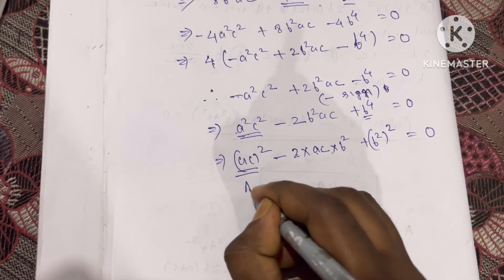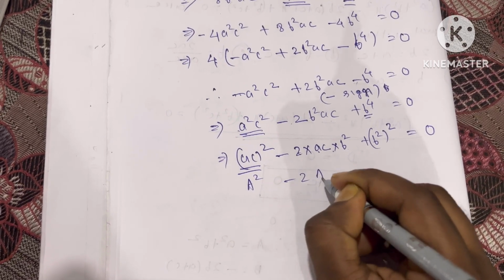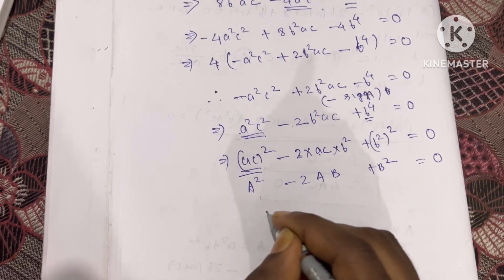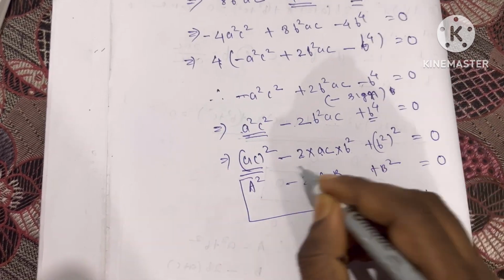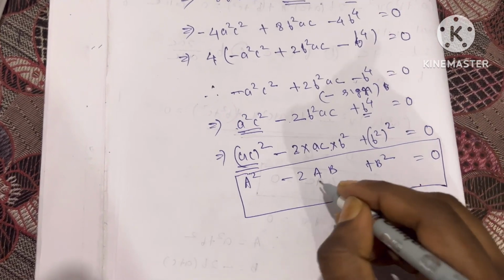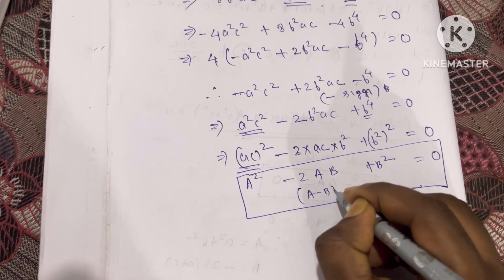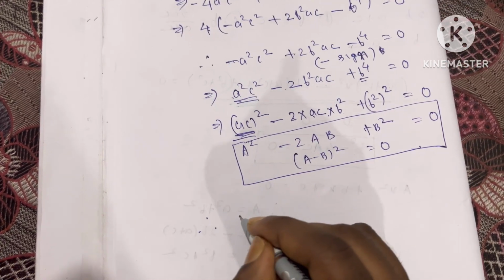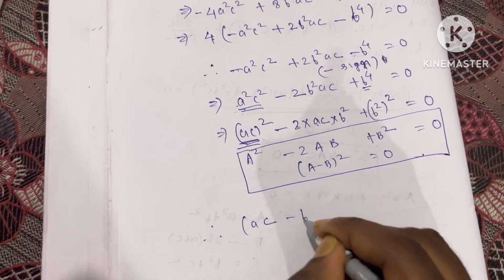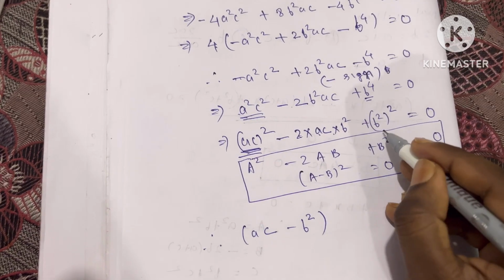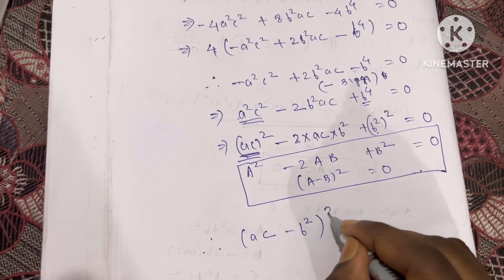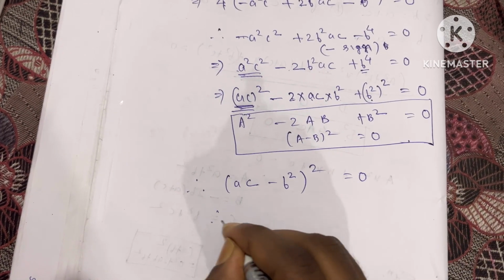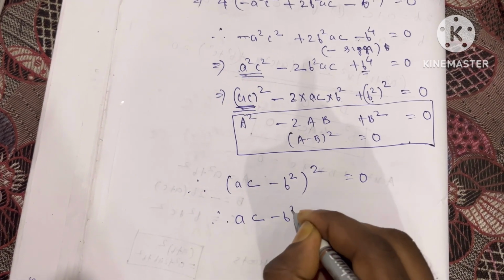So this is the form of a square minus 2 into ab plus b square, which is equal to 0. So which can be written as a minus b whole square equal to 0. So this is a, this is a, so that means we can write ac minus b square, because the value of b is b square, whole square is equal to 0. So ac minus b square equal to 0 implies ac minus b square is equal to 0.